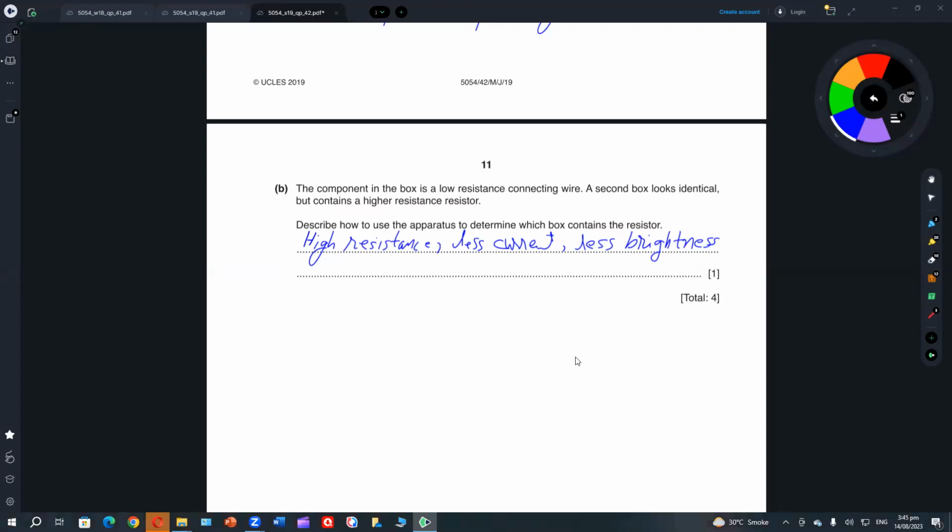When is resistance going to be high? There he said there is another box. A second box looks identical but contains a higher resistance. So when you connect the higher resistance, it will stop the current and it will decrease the brightness of the lamp. Okay. Yes. Done.